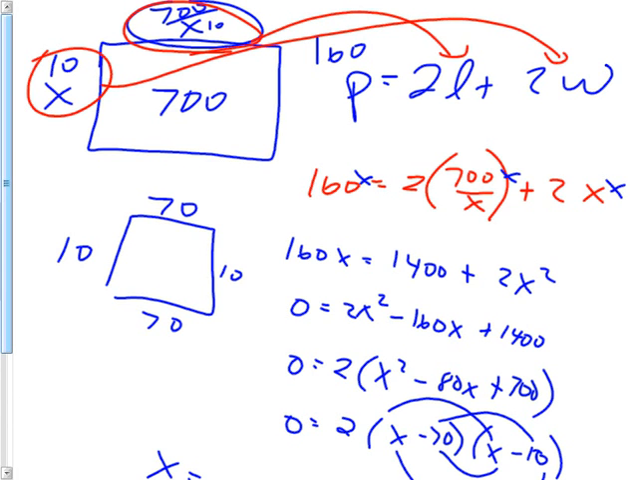Yes, sir. You have to have one positive and one negative. Maybe in this problem it's not possible. I'm going to pause for a moment here because I got something to go.